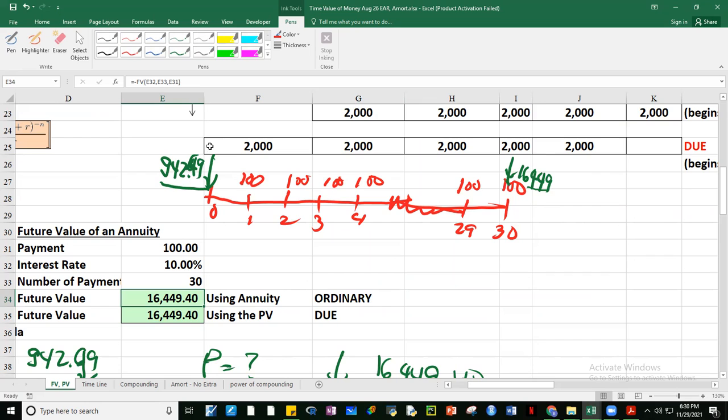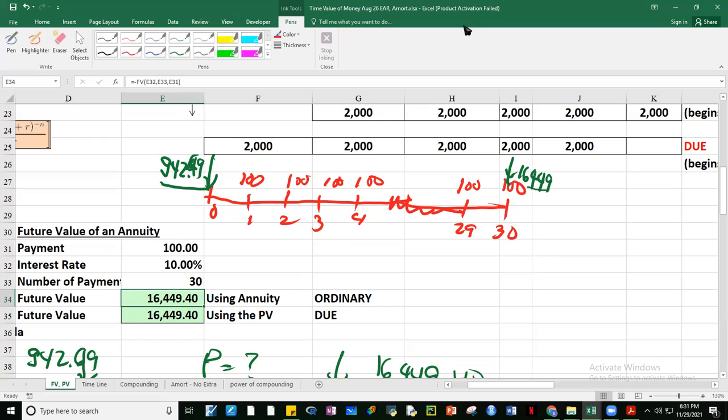Okay? To compute for these other equivalent values, dapat may alam tayo dyan. Kunyari, kung alam natin itong 942.69, makukompute natin itong 100 na to. Okay? Kung alam natin itong 16449, makukompute din natin itong 100 na to. Or kung alam natin yung 100, makukompute natin yung either 16449 or 942.69. Okay? Or in fact, kung alam natin itong 942.69, alam natin ng 30 years, makukompute din natin yung 16449. Based on the formula kanina, yung FV, no? Given the PV. Alright? So it's very easy, guys.